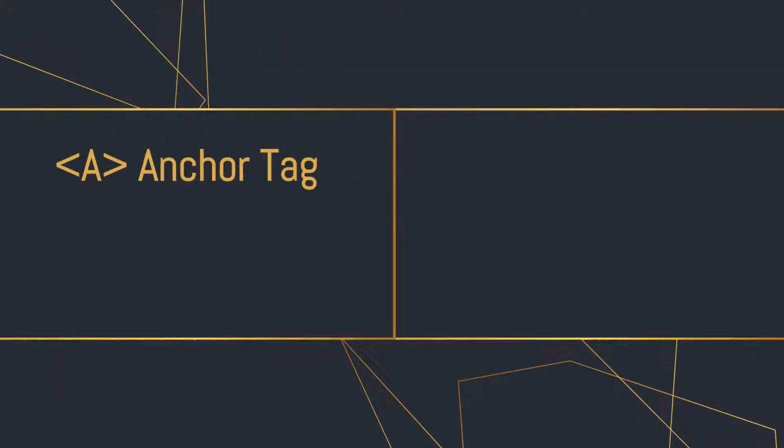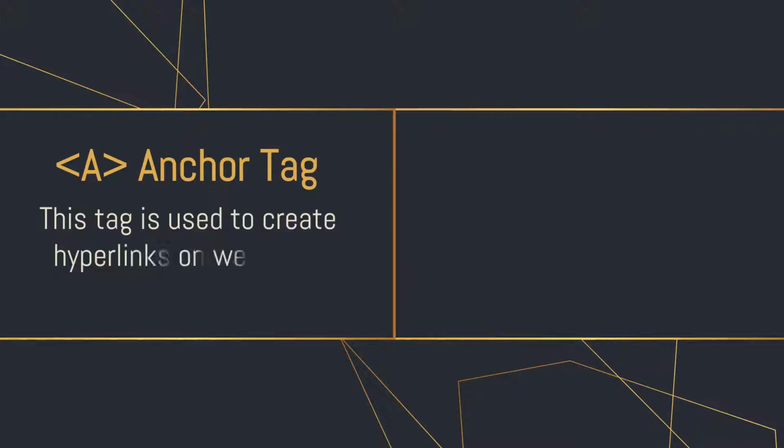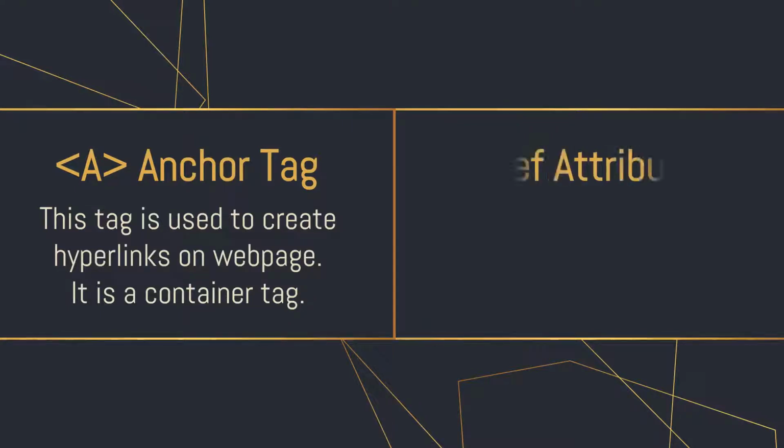To create hyperlinks, we will use the anchor tag, that is the A tag. This tag helps us to create hyperlinks on a web page, and it is a container tag. The most important attribute of the anchor tag, which helps us define the source of the anchor, is the href attribute. Like we used the src attribute in the image tag in the last class, that defined the source of the image that will be opened.